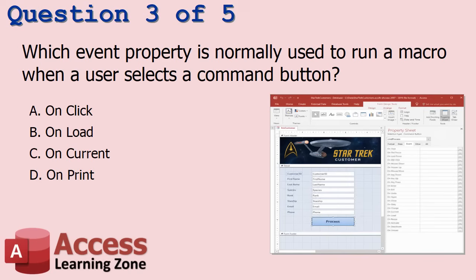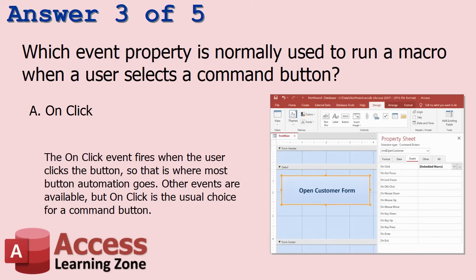Question 3. Which event property is normally used to run a macro when a user selects a command button? On click, on load, on current, or on print? That's going to be the on click event.